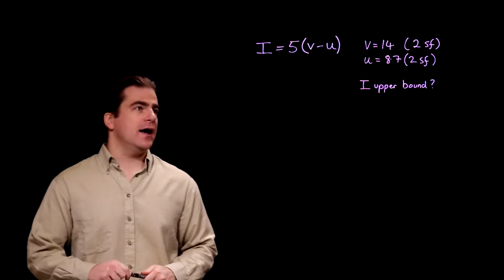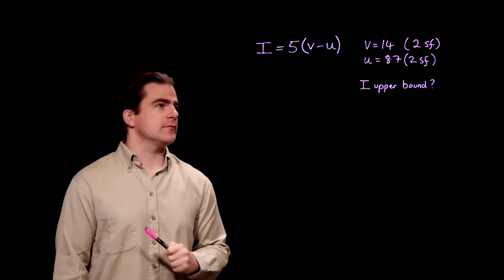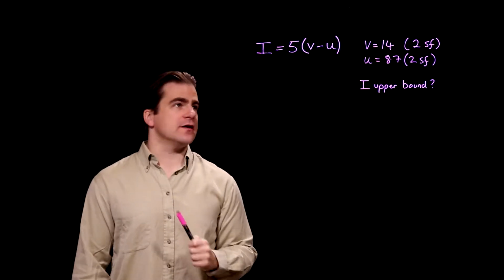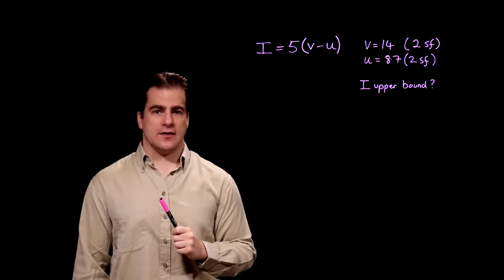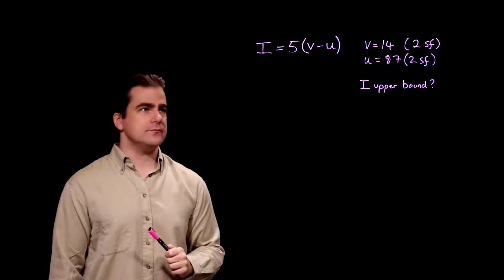Okay, I is 5 times v minus u. V is 14 to two significant figures and u is 8.7 to two significant figures. Work out the upper bound for I.